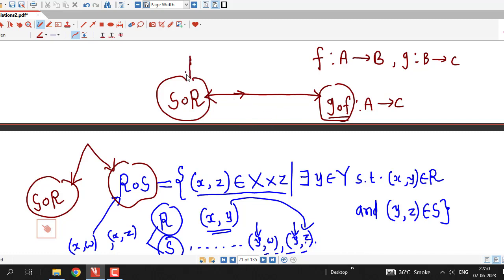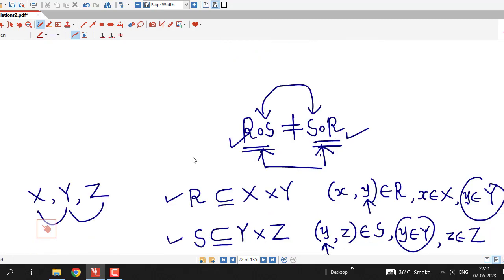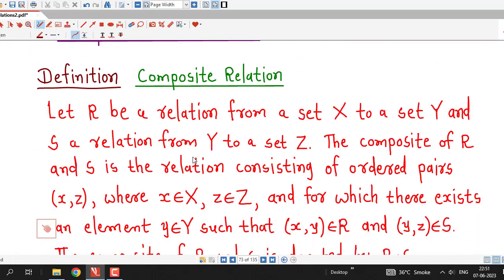Therefore, some authors are using this notation for the composition of binary relations and some authors are using R composite S notation. So we are going to follow this notation, but we will find out R composite S as well as S composite R, and we will keep in mind this definition for the composition of two relations. So if they ask you to write down the definition, you should write in this way. This is the definition of composite relation.